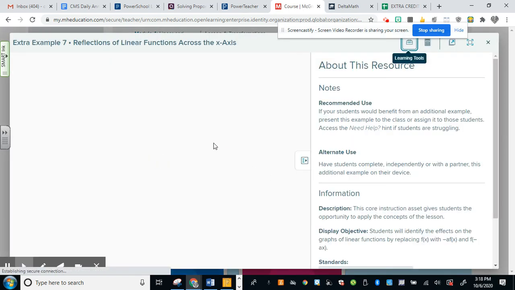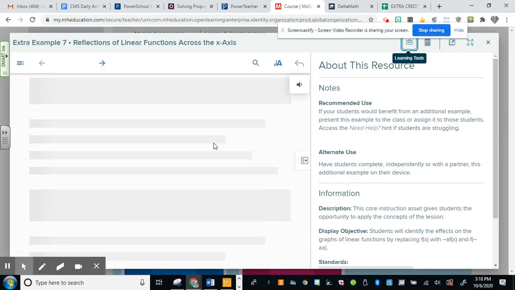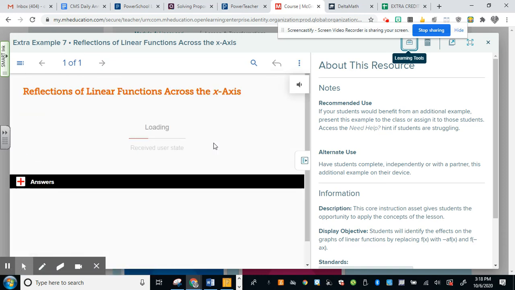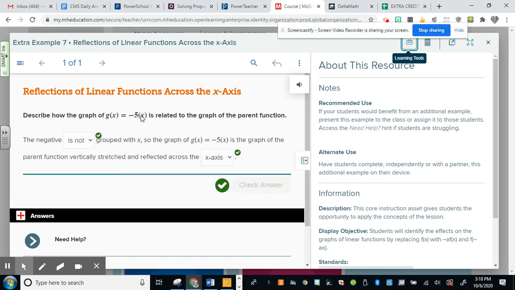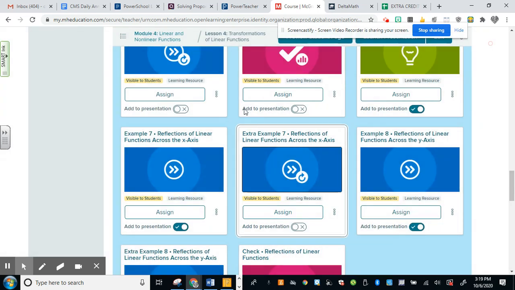Reflections. Again, it determines whether the negative is on the outside or the inside of the parentheses. So this one is on the outside, so it is not grouped, so it's reflected over the x-axis. This one has already been done. So this one is outside of it. It's reflected over the x-axis.